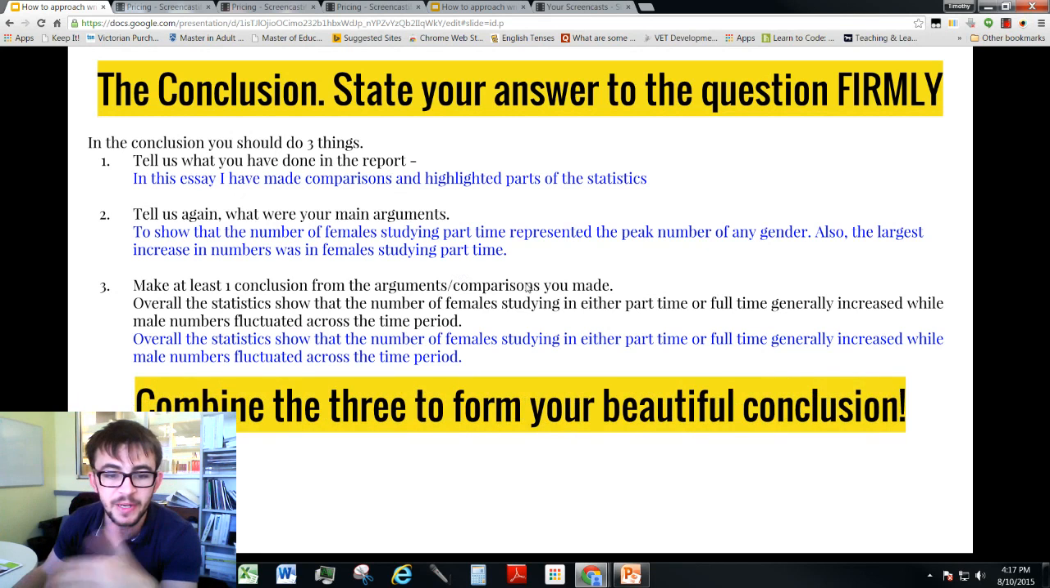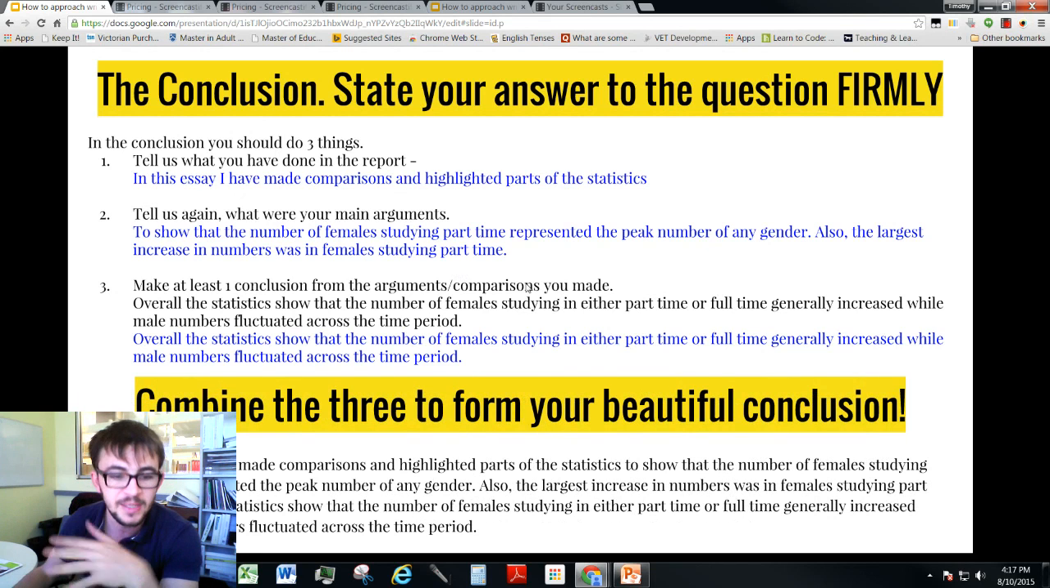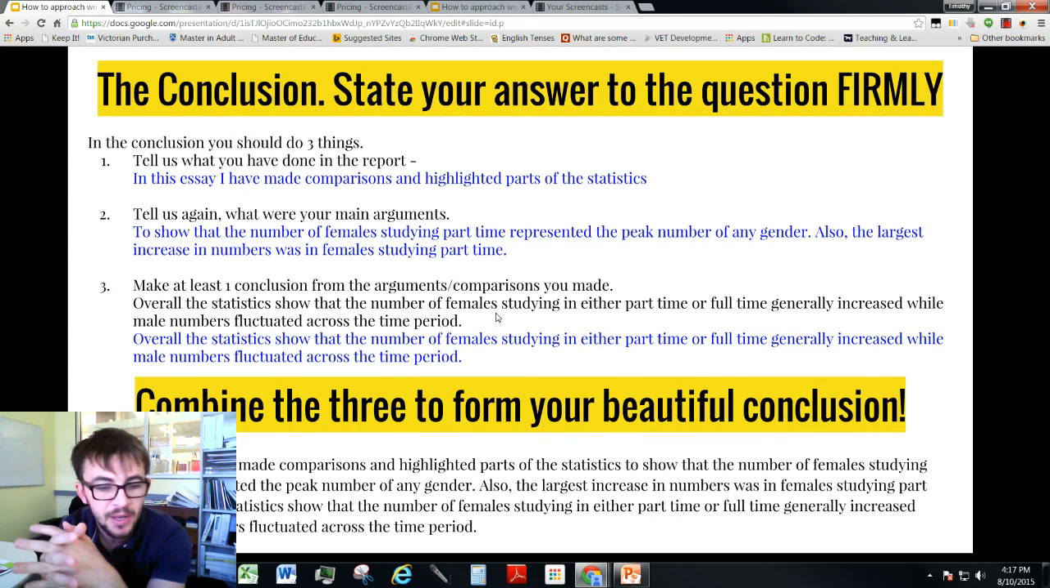If you put these three together, this is how it reads. In this essay, I have made comparisons and highlighted parts of the statistics to show that the number of females studying part-time represented the peak number of any gender. Also, the largest increase in numbers was in females studying part-time. So I extended on it a little bit.